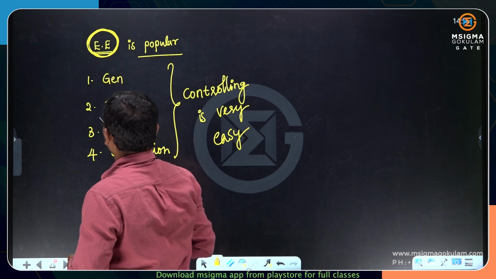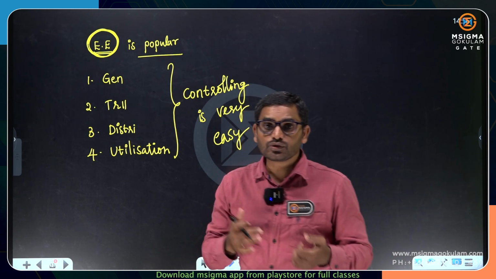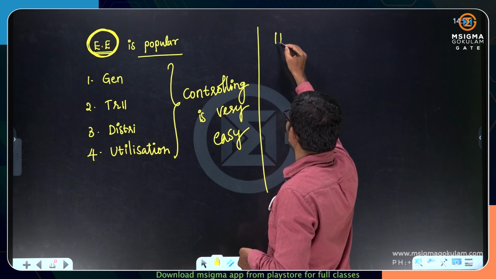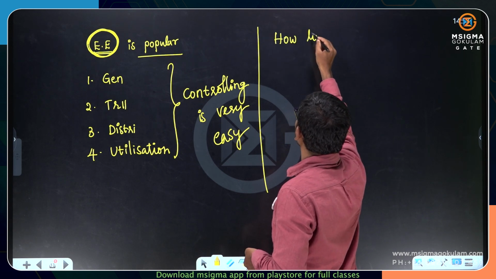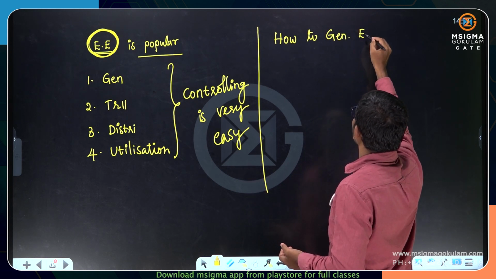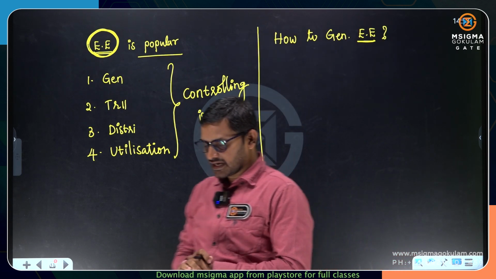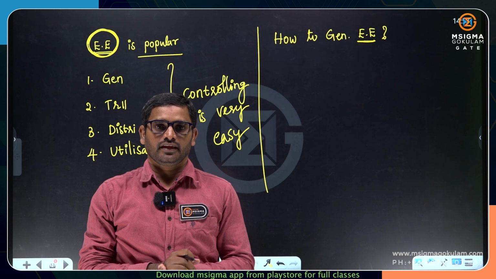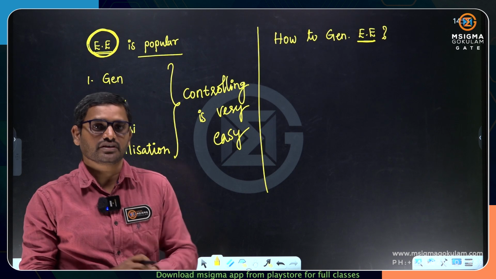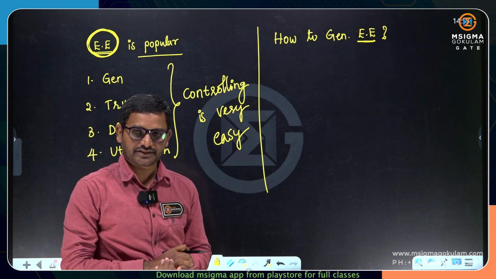If electrical energy is so popular, then how to generate it? How to generate or create electrical energy? Here comes Michael Faraday. Michael Faraday has proposed two ways.